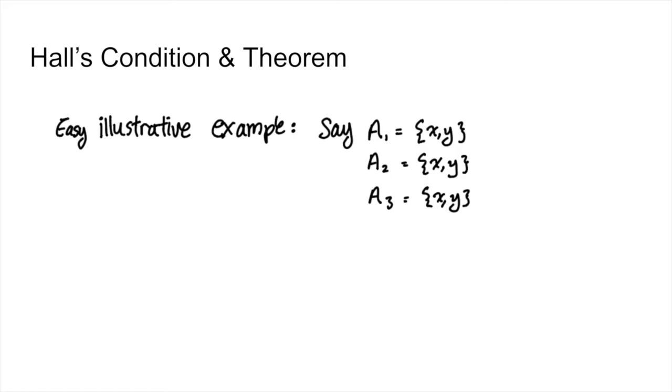So for example, if you pick x for A1 and then you have to pick y for A2, and there's no way for you to pick a distinct representative for A3. And if you pick y for A1, then you must pick x for A2, and there's still no way for you to pick a representative that is distinct for A3.